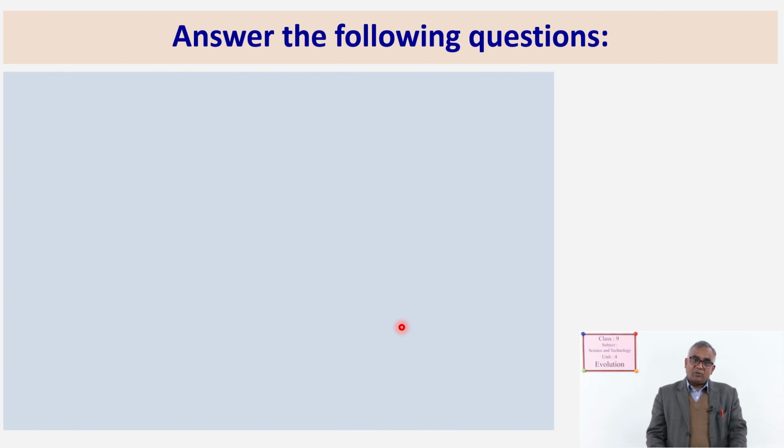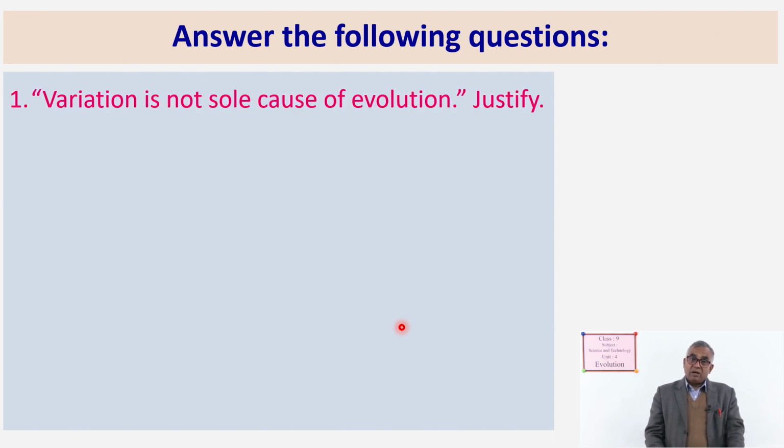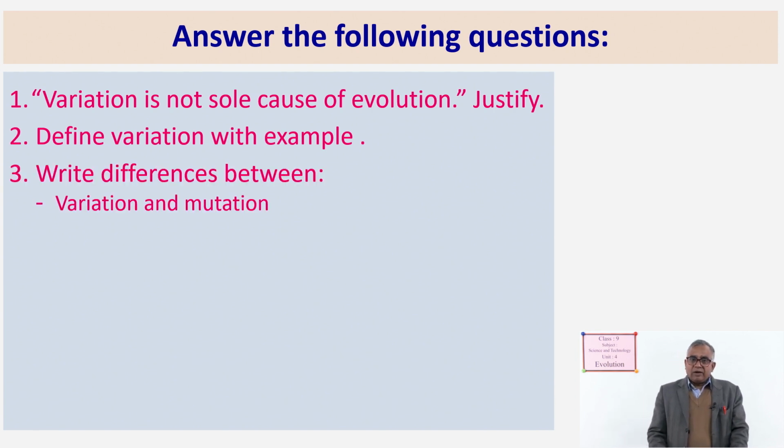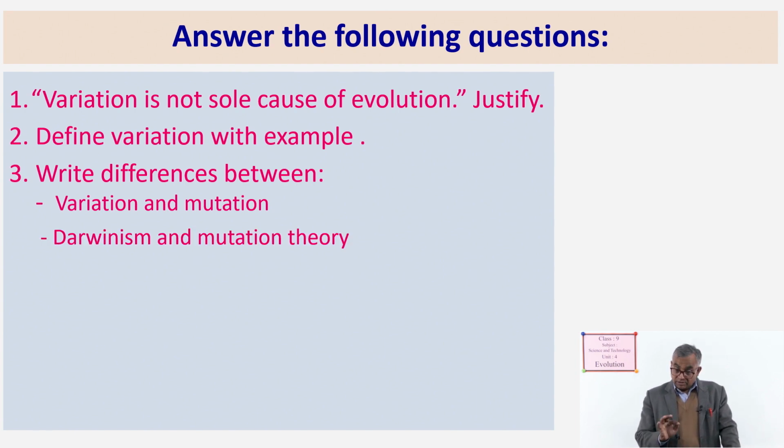And now you have to answer some subjective questions. Just note them down; you will write the answers later. Variation is not the sole cause of evolution. Justify. Second one, define variation with example. Next one is write differences between variation and mutation. And next, you have to write differences between Darwinism and mutation theory.